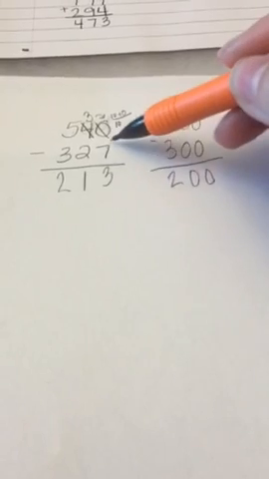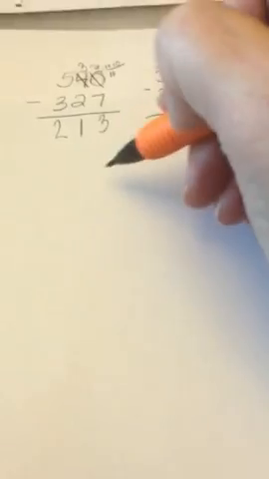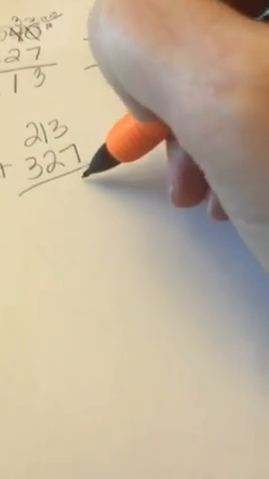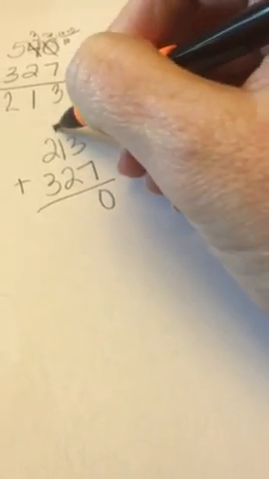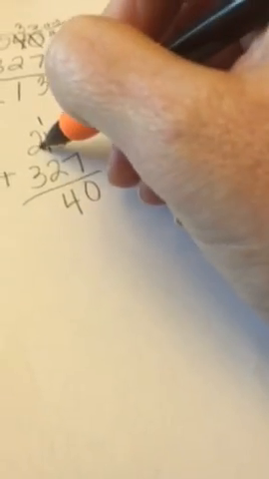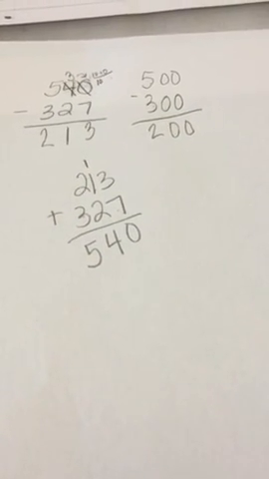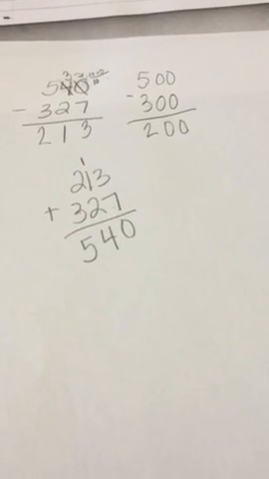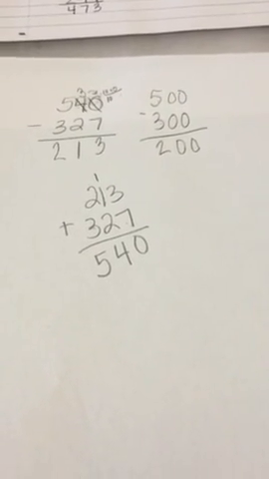Now I'm going to check my answer and make sure that 213 plus 327 will equal 540. So 213 plus 327, 3 plus 7 is 10. We put down a 0 and regroup a 1. 1 plus 2 is 3, plus 1 more is 4. And 2 plus 3 is 5. And there I have my answer, and I've checked it to prove that it's correct. These are the simple steps of using place value to subtract. This is what should show on your child's paper as they work through these problems tonight.